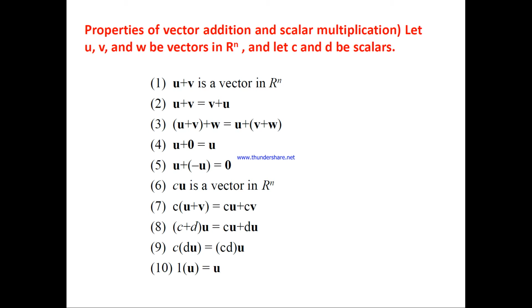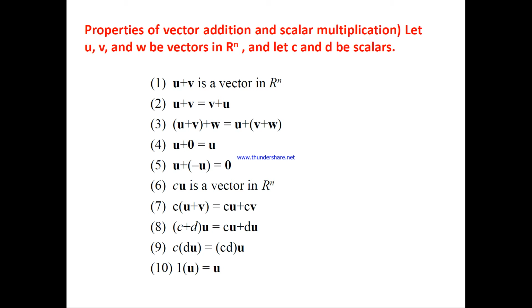The eighth property is, think you have two scalar elements c and d. Add the two scalar elements c and d first, and then multiply that added scalar with u. That should be equal to multiplying c with u, then multiplying d with u, and then adding cu plus du. That should be equal to (c plus d) multiplied by u.